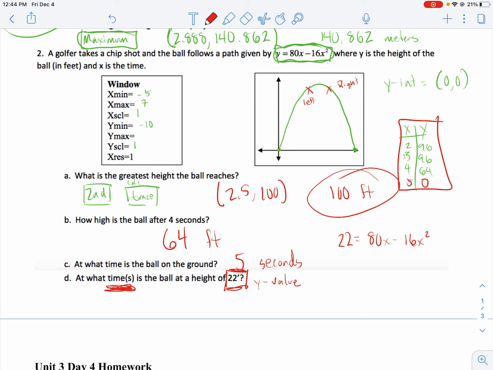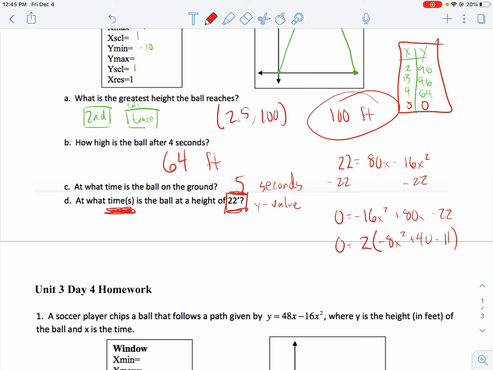So in order to solve this, I'm going to have to bring this 22 over. So we're going to have 0. I'm going to just put this in standard form. Okay, I'm going to take out a 2. Always look for a GCF where you can. So it's going to be negative 8x squared plus 40x minus 11. And now I'm going to have to use the quadratic formula. Okay, and so our a value is negative 8, our b value is 40, our c value is negative 11.